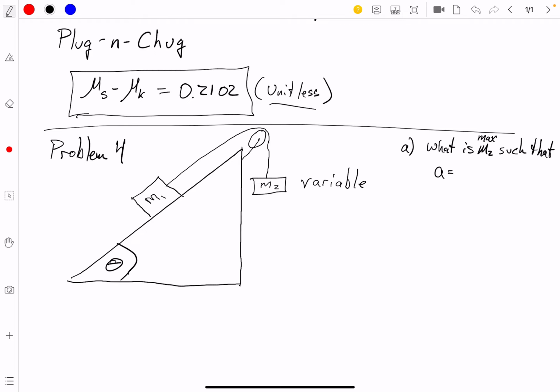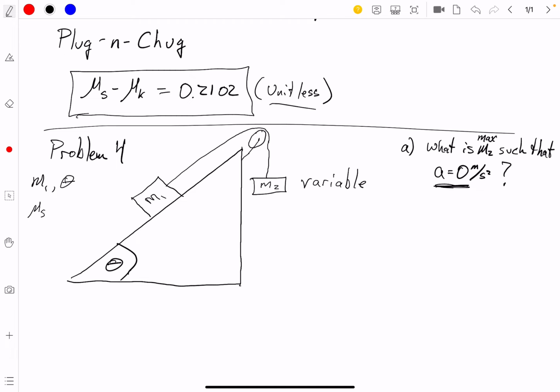Because the more we put into M2, the faster it's going to pull M1, right? But we still want A equals 0. So we don't want to give it too much. We want to make sure that the friction still holds it, okay? And we're given stuff. We're given mass 1. We're given theta. We're given mu static because we're keeping it still. This means static. And M2 varies, and that's what we're trying to figure out. What is M2 such that that happens, okay?